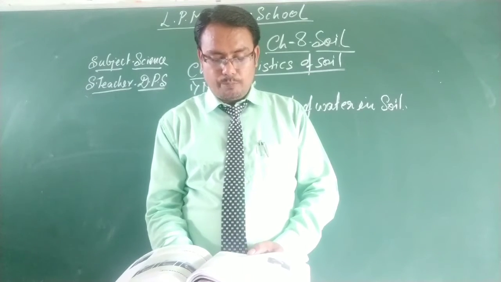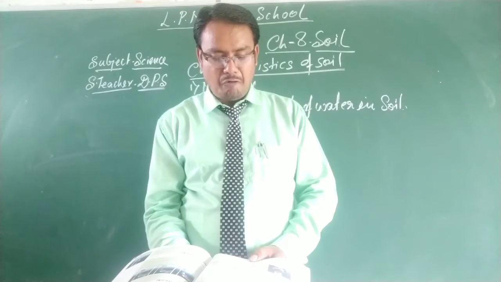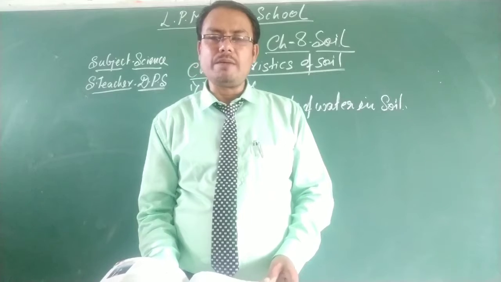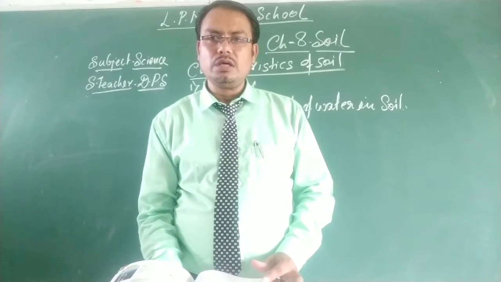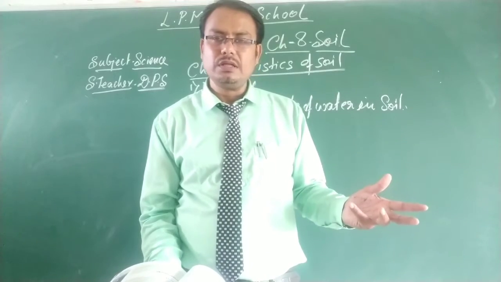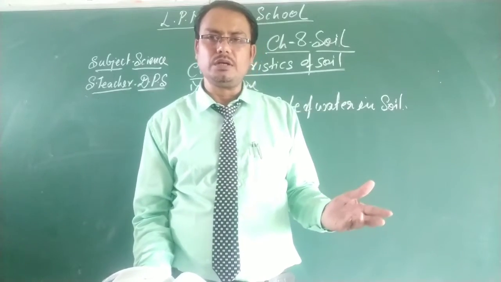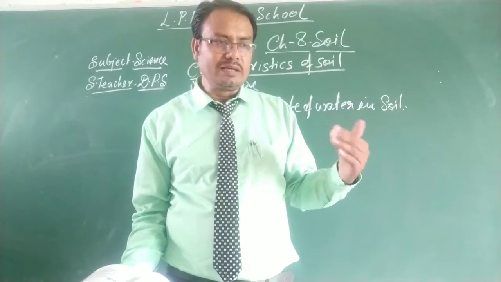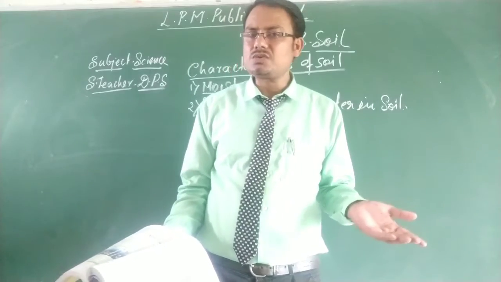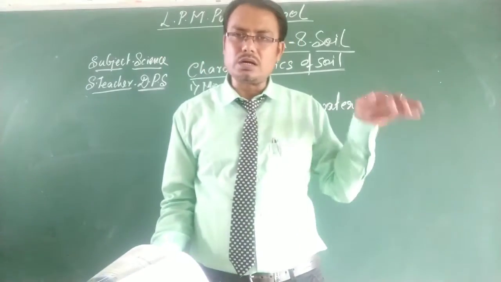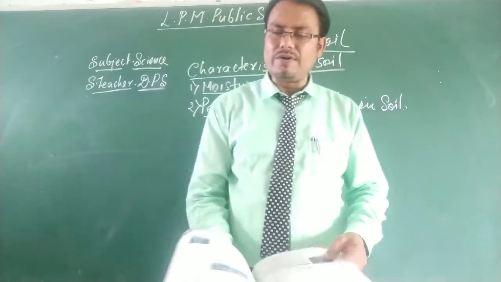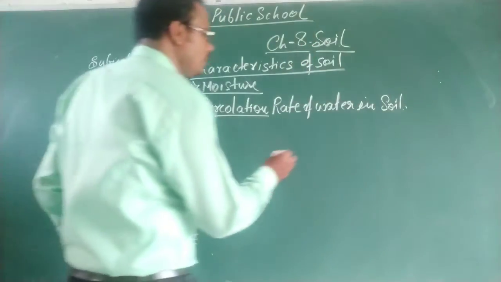Percolation rate is defined as the amount of water that is percolated in a given time. How much water disappeared in how much time? That is called the percolation rate. It means the amount of water that vanished in a certain time, and that water has gone under the surface of the soil. So percolation rate is the amount of water divided by time taken.